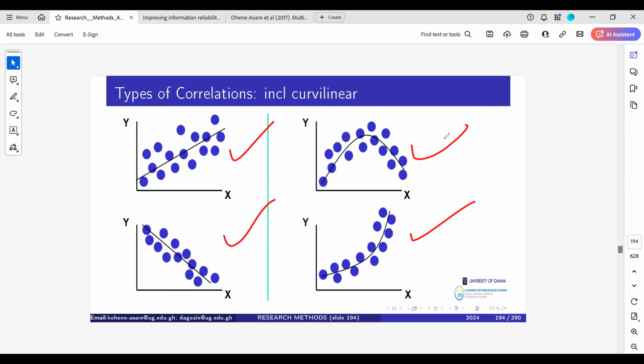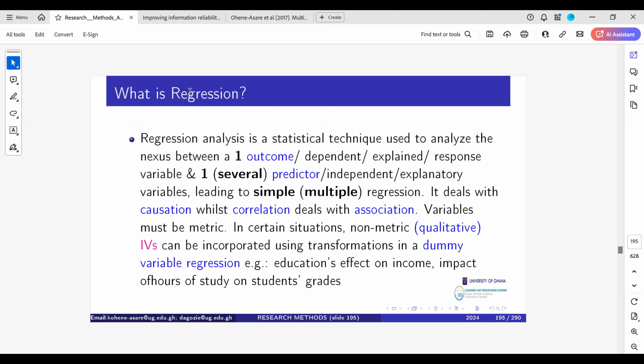So you got to know the relationship. There can be different things, and each relationship matters as to what you want to use it for. Correlation is just a relationship. What is interesting is that correlation is about association, but regression is about causality. What is regression? Regression looks at the causal relationship between variables. It's also a statistical technique. It's a method. It's an approach.